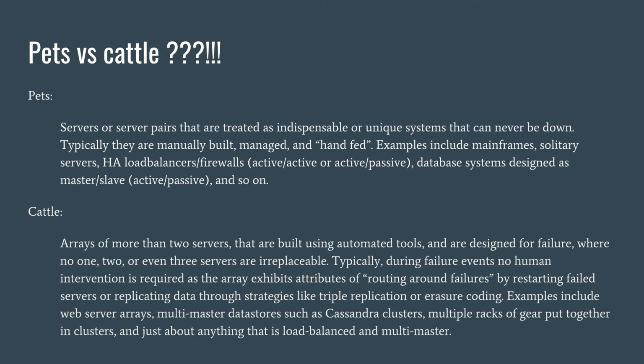Examples include web servers, multi-master data stores such as Cassandra clusters, multiple racks of gear put together in a cluster, or just about anything that is load balanced and multi-master. So I would say it depends on your scenario, but if you have pets, then EFS could be a good idea. But if you have cattle, it means your EC2 instances can just go away and you can build a new one from scratch with automated tools, and you can replicate the data at that moment. So you have to pay more for the EFS, then you can use the EBS volumes and EC2 instances and use something like automation tools for figuring out how you can rebuild your environment.